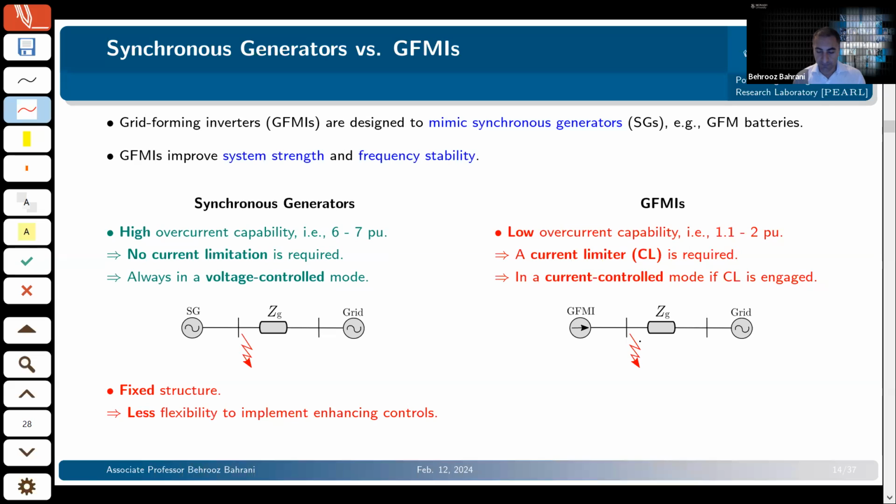But when you've got a grid-forming inverter, you've got very, very low overcurrent capability, depending on how you design the system. It could be 1.1, 1.2. Sometimes you might find products that are up to 2 per unit in terms of overcurrent, but that means if there is a fault happening at the point of connection of your inverter, you must limit the current. So as soon as you limit the current, you go to current control mode.